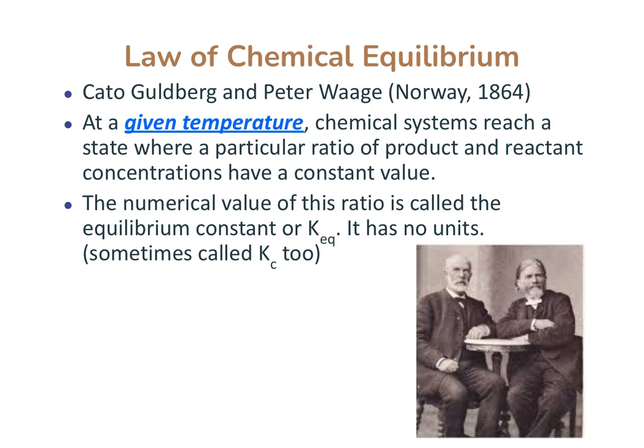If we have a given temperature, so at a set temperature, chemical systems will reach a point where the ratio of product to reactant is going to be a constant value, meaning I can tell whether or not something is at equilibrium if we've hit this constant, what's called a KEQ. This is called the equilibrium constant. It's unitless. Essentially we're just comparing the concentrations of the products to the reactants and seeing which side of the equation the balance is.